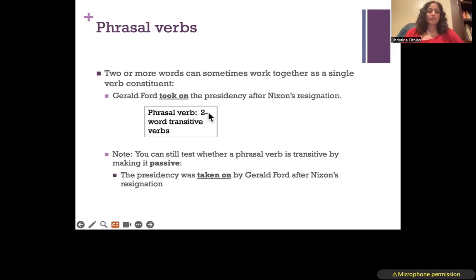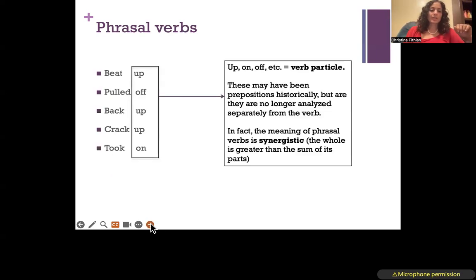So we would say that in this case, we have a two-word transitive verb, because we can test to see whether a phrasal verb is transitive by making it passive. I can say the presidency was taken on by Gerald Ford after Nixon's resignation. And here we've made it passive, and it still works. So that on travels with take. It does not become separated from take. So we know that those two things function as a unit. And phrasal verbs are ubiquitous in English.